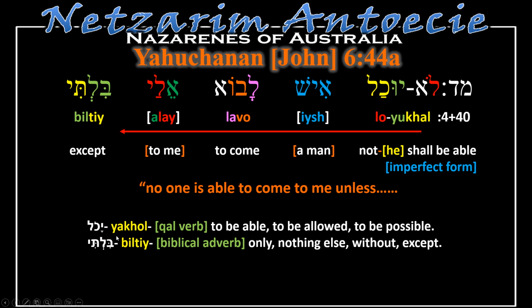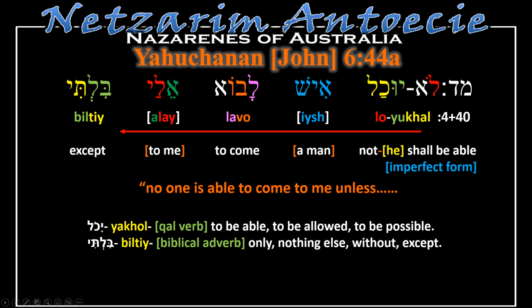And the root of it is actually yakol. And you'll notice that here there's a yod there, but the yod has been replaced with a vav there because they don't want two yods in a row. So yakol is a kal verb, to be able, to be allowed, to be possible. And then we have ish, meaning a man. Lavo, to come. Elai, to me.